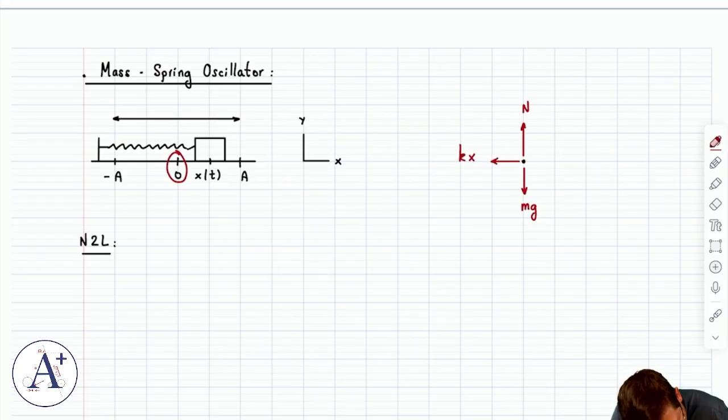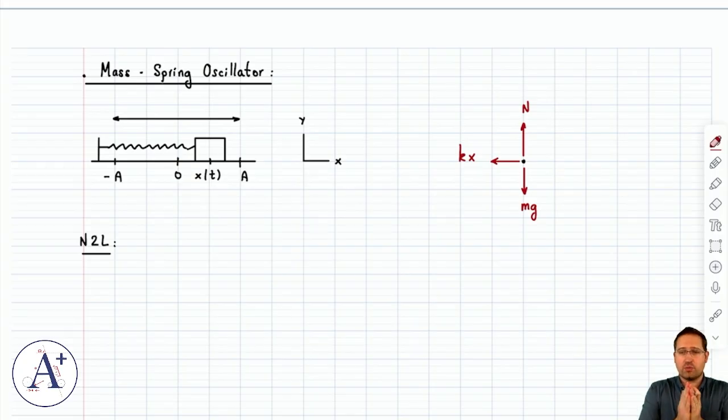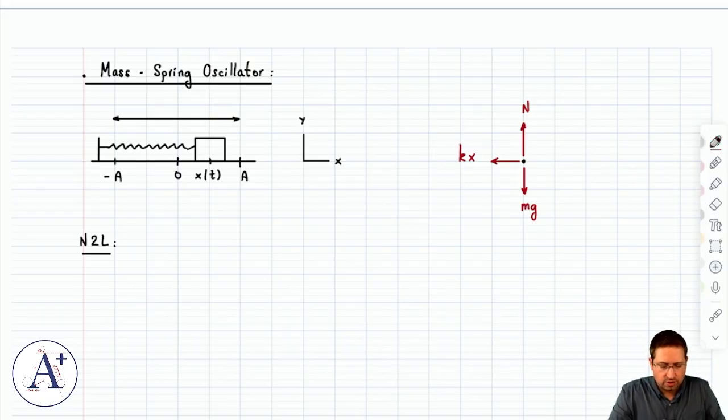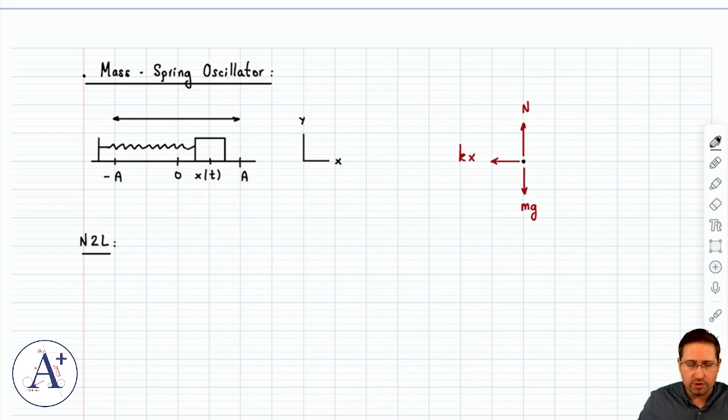Okay, and if this is the equilibrium position, that's the position where the spring is neither stretched nor compressed. However, if you're an amount x to the right of that, now your spring is stretched an amount x, therefore it pulls back to the left with an amount kx. That's Hooke's law. So that's what we learned about before when we were talking about springs.